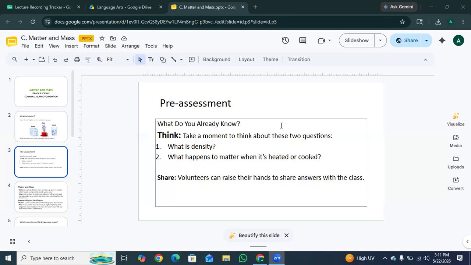Okay? So, what happens to matter when it's heated or cooled? When you heat matter, the particles gain energy and start moving around faster and faster. And as they move, they push away from each other and spread out. This causes the matter to expand. Okay, a simple example: ice melts into water when heated.